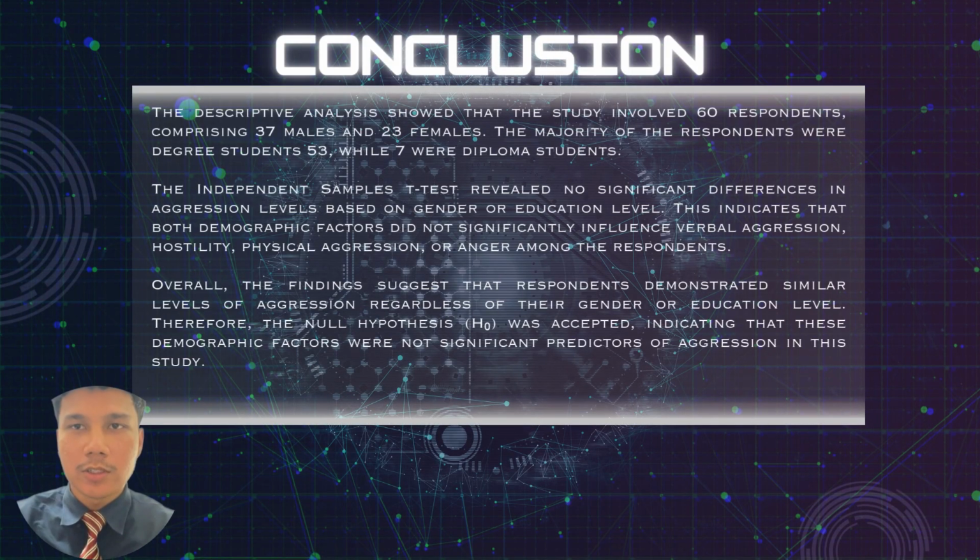So for the conclusion, the descriptive analysis showed that the study involved 60 respondents, comprising 37 males and 23 females, and the majority of the respondents were degree students, 53, while 7 were diploma students. And the independent samples t-test revealed no significant differences in aggression levels based on gender or education level. This indicates that both demographic factors did not significantly influence verbal aggression, hostility, physical aggression, or anger among the respondents.